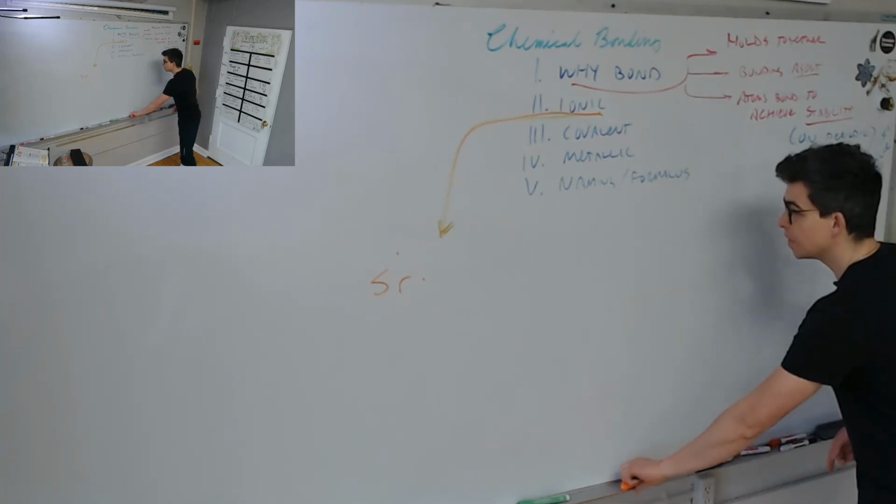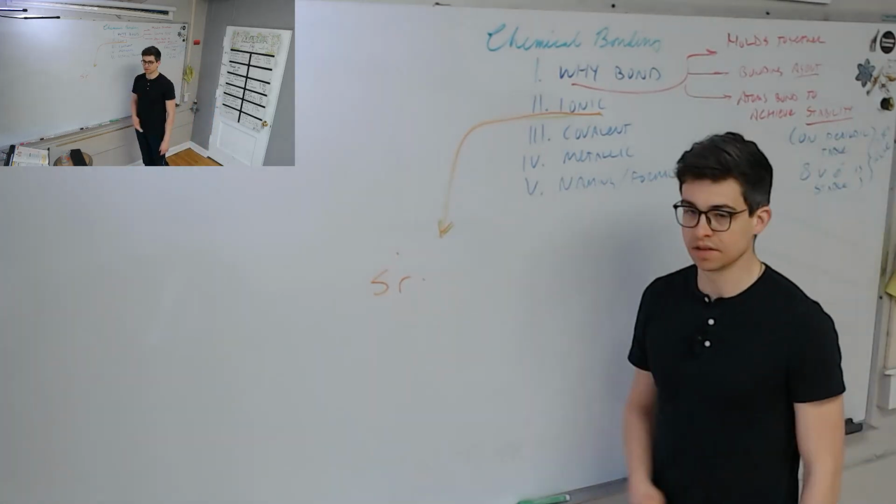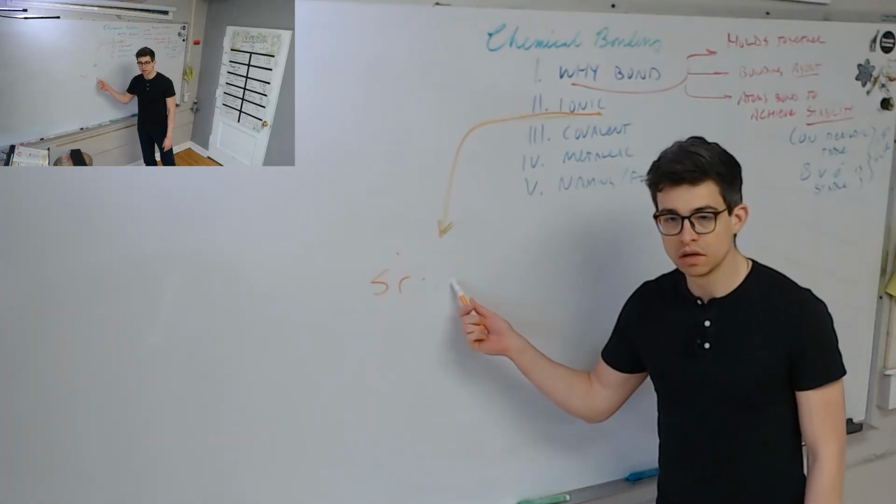So strontium would be more stable if it had 8 valence electrons. How many does it have? 2.